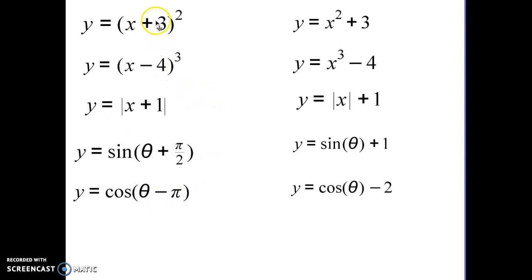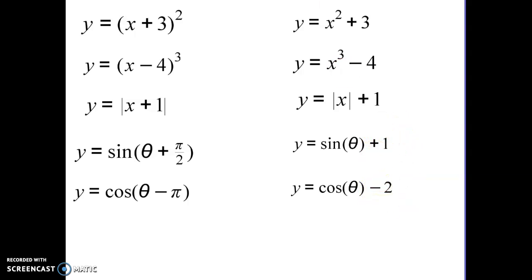So you can see I have the same parent function on the left and the right. Here I have a quadratic, here I have a quadratic. This time the plus 3 is on the inside in the parentheses. This time the plus 3 is on the outside after the squared. And then for my trigonometric graphs, you can see here that I have added or subtracted a radian measure on the inside. And here I have added or subtracted an integer on the outside.